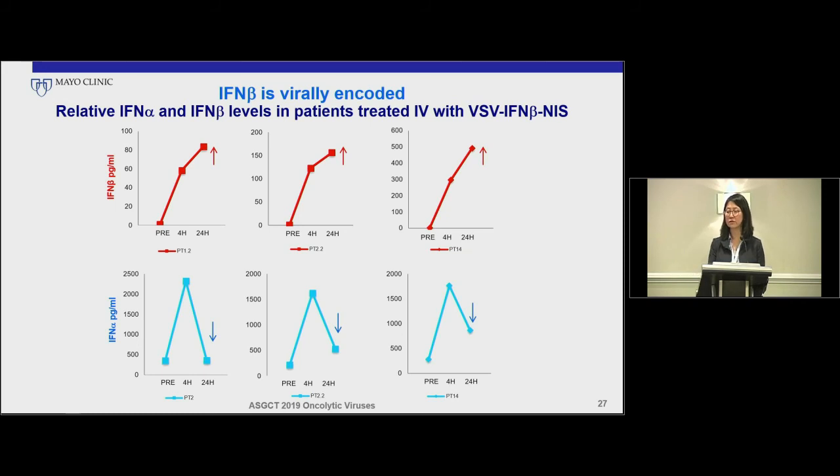These are 3 cases over time in an intravenous trial where we see an increase in the interferon beta levels, and the other cytokines, the inflammatory acute response cytokines, actually peak at 4 hours and go down to baseline levels, for example interferon alpha in these 3 cases.